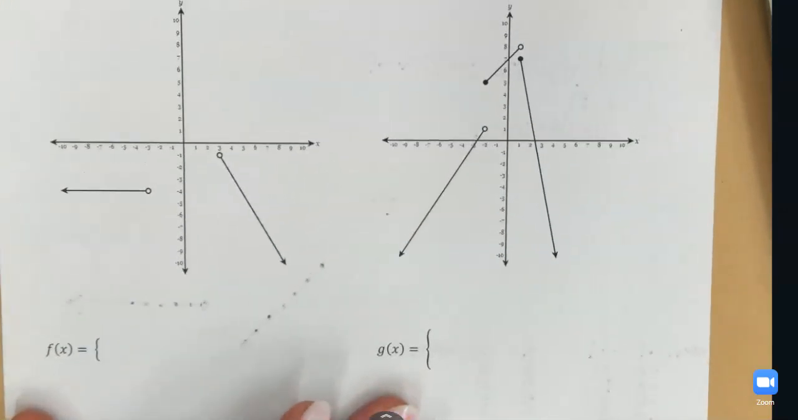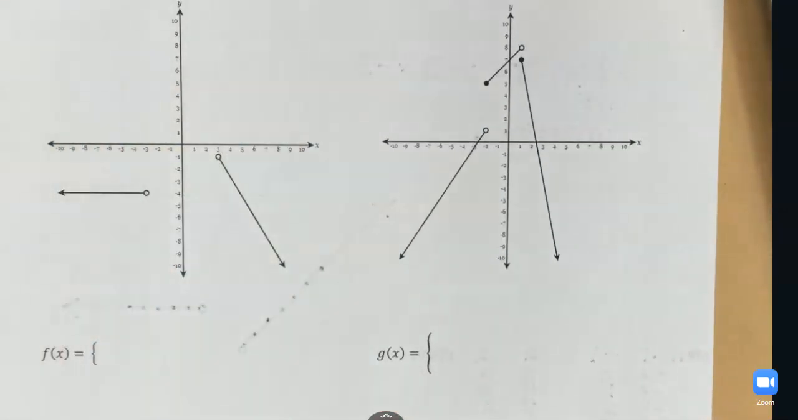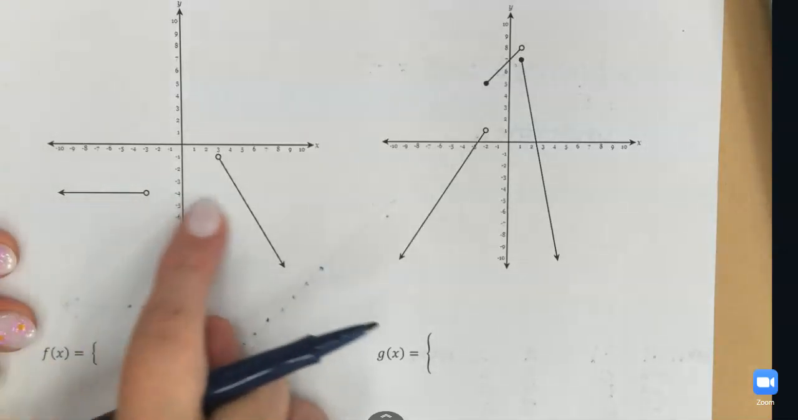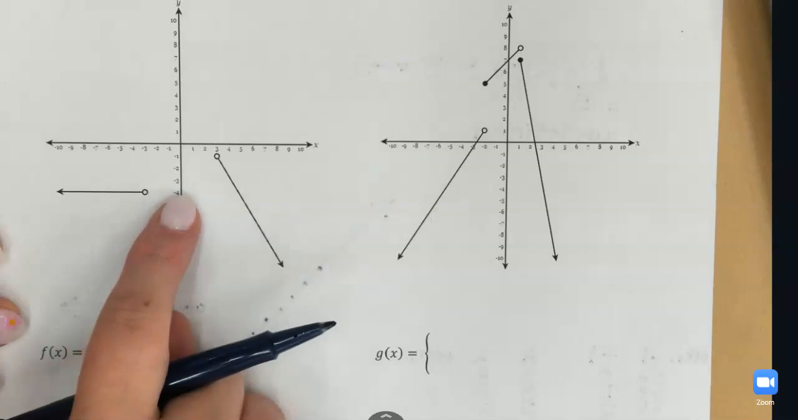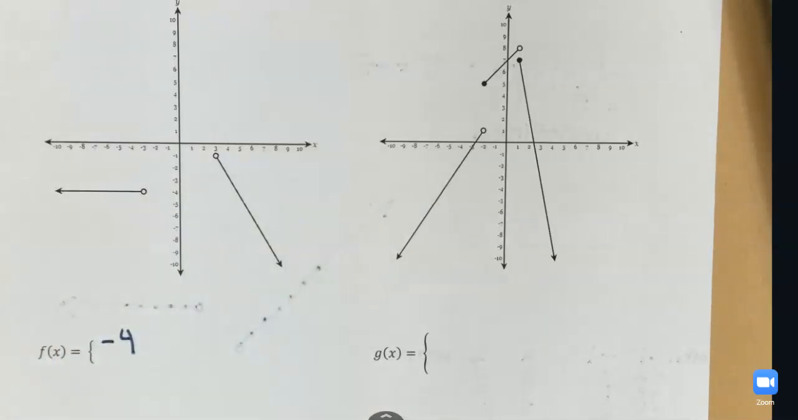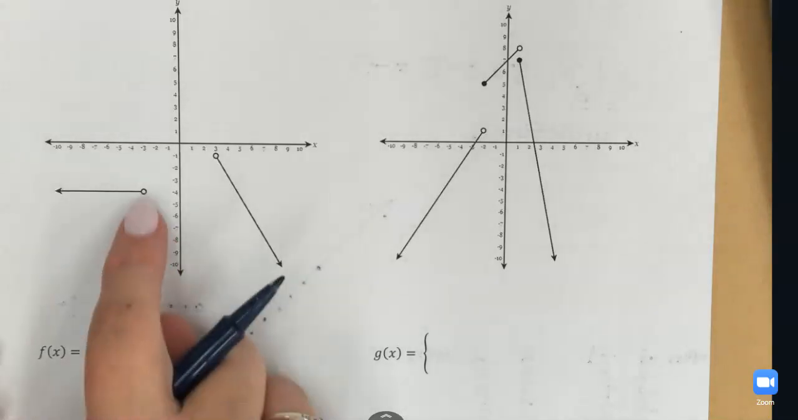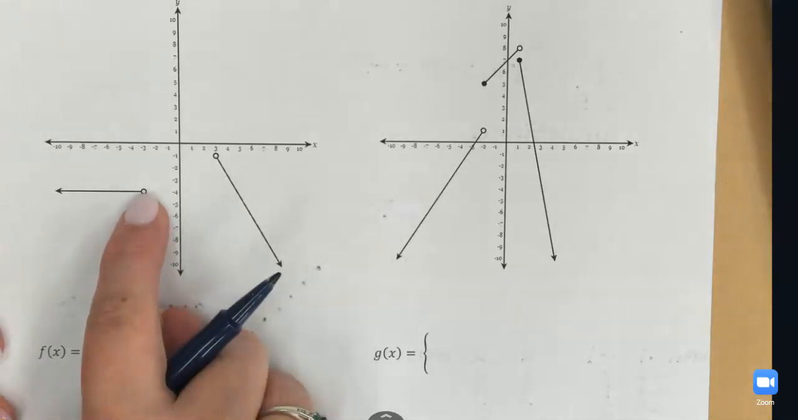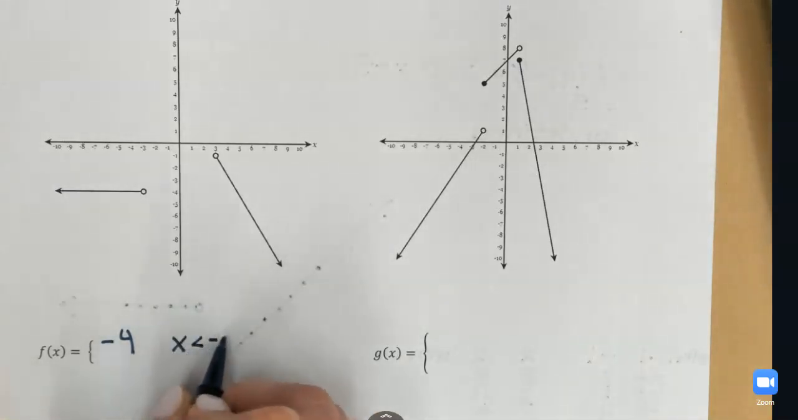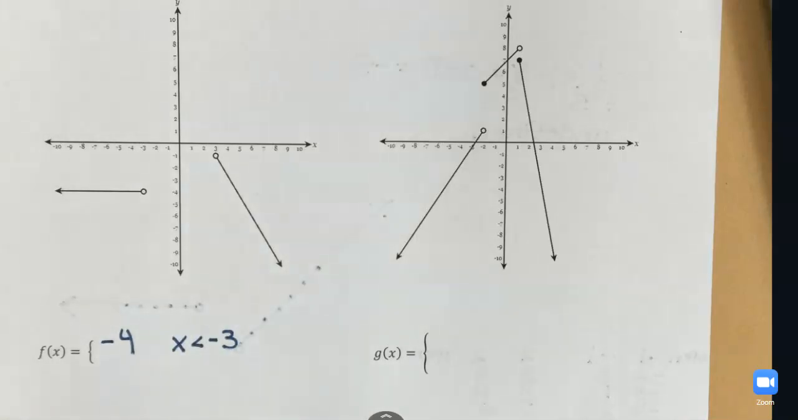So starting with this first graph, I've got two portions. This first portion on the left, it's just a horizontal line where y is -4. So that's my equation, -4. Now I have to figure out under what domain this is happening. I've got an open circle at -3 and it's going off to -infinity. So that means that x is less than -3. Again, this indicates an open circle, which matches with what is on my graph.